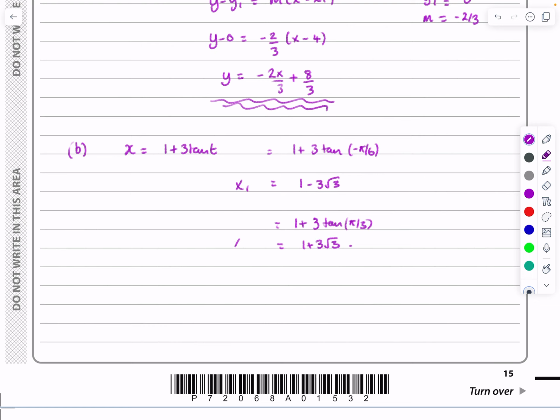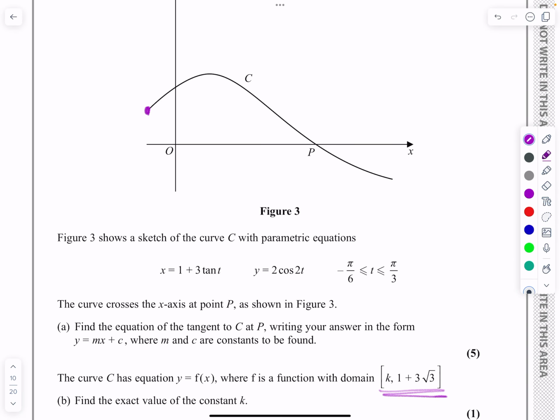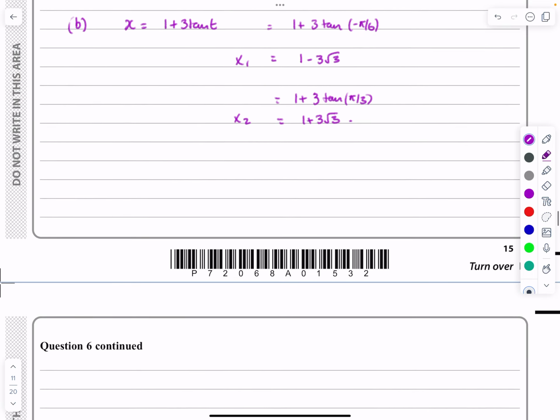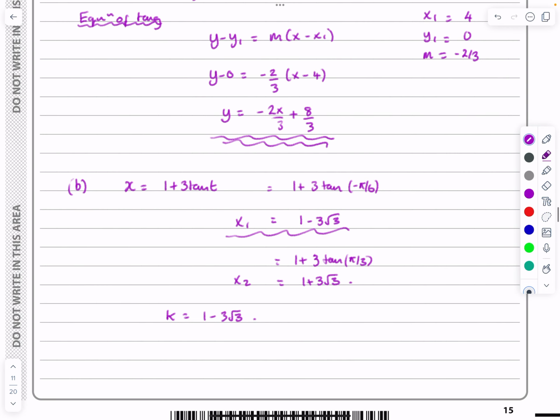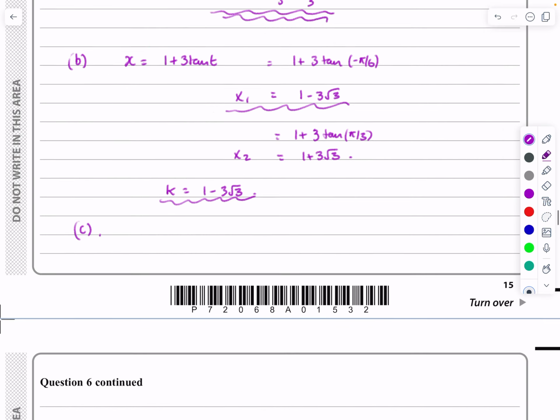Now I've got my 2 values that x is going to be. I've got my x1 here and my x2 here for what those values are going to be. They only wanted the k, so k is the minimum one of those. K is just equal to 1 minus 3 root 3. So if I didn't have a lot of time, I'd have done that really, really quickly without the diagram and explaining it all. Part C then is where you might lose a mark if you rush it.